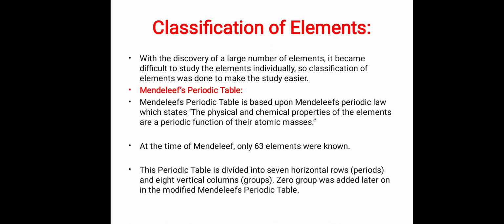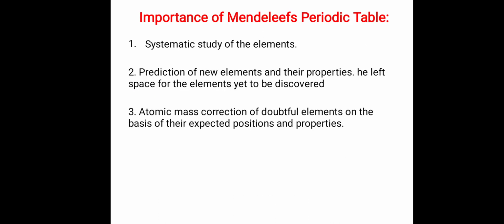Mendeleev periodic table. Mendeleev's periodic table is based upon Mendeleev's periodic law, which states that the physical and chemical properties of elements are a periodic function of their atomic masses. At the time of Mendeleev, only 63 elements were known. This periodic table is divided into 7 horizontal rows called periods and 8 vertical columns called groups. Zero group was added later in the modified periodic tables.